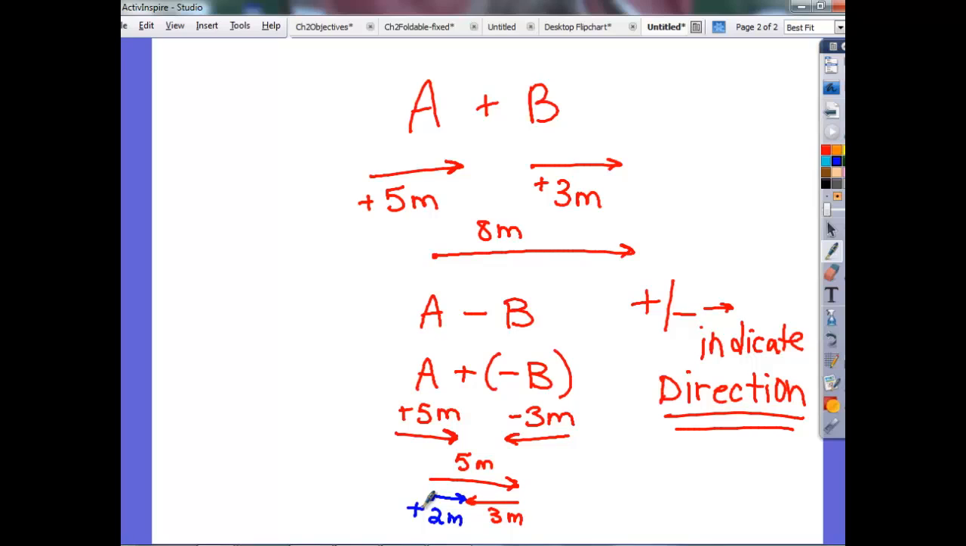So we're going to spend a good deal of time in class practicing working with vectors, because they're not like mathematical numbers. We have to make sure that we include in our scenarios the direction.